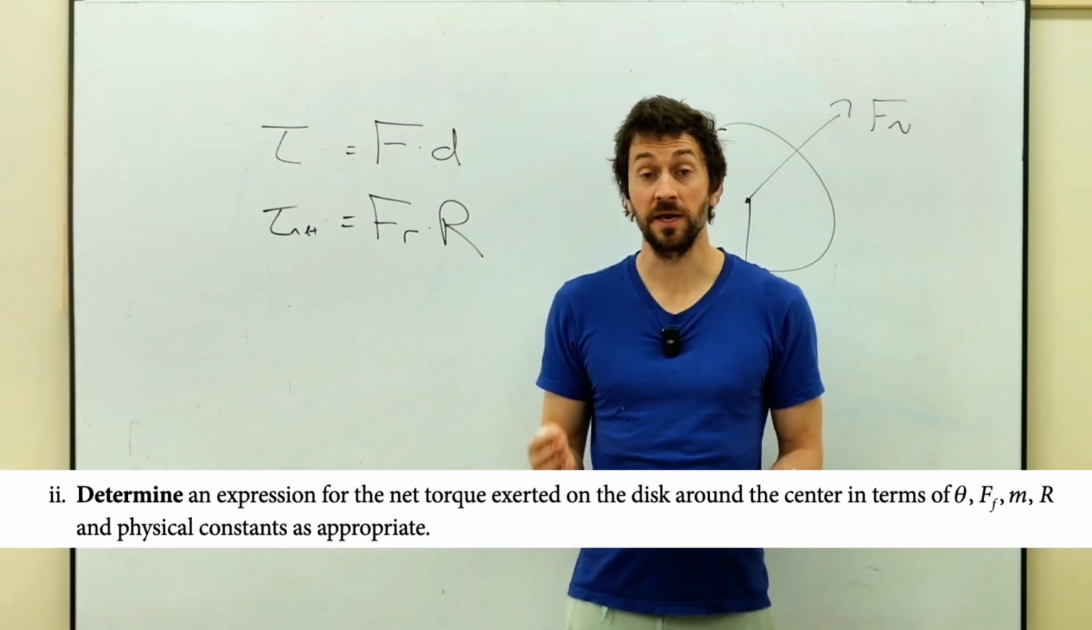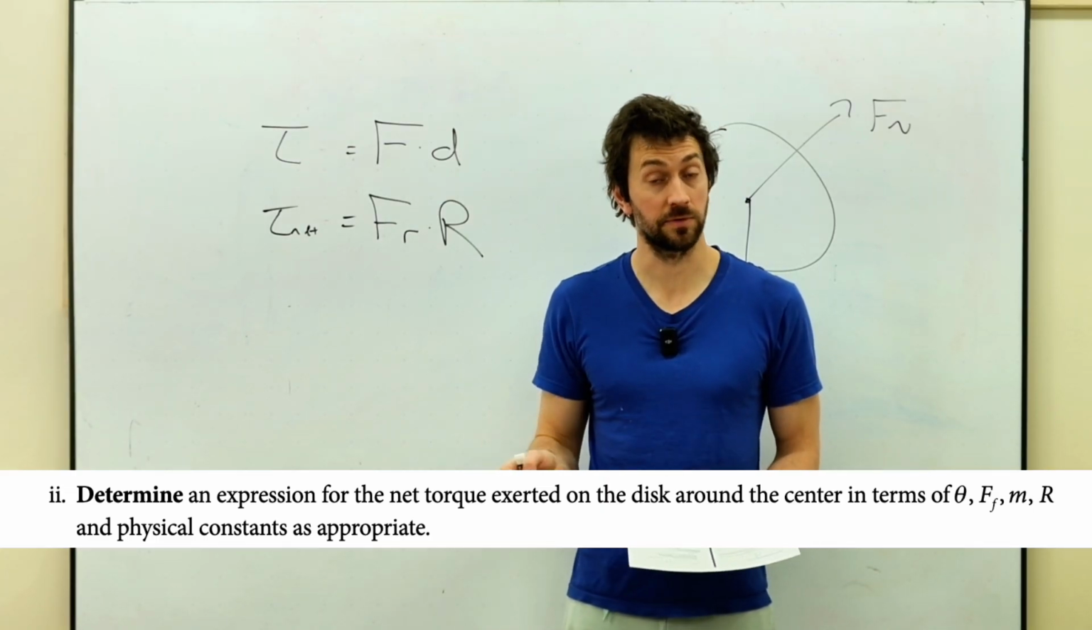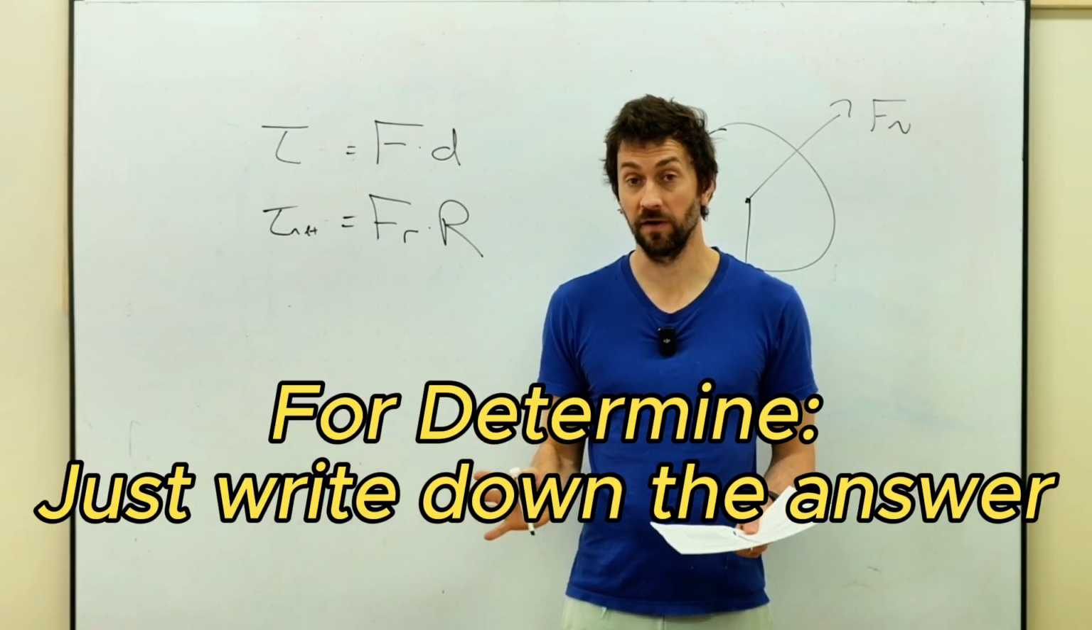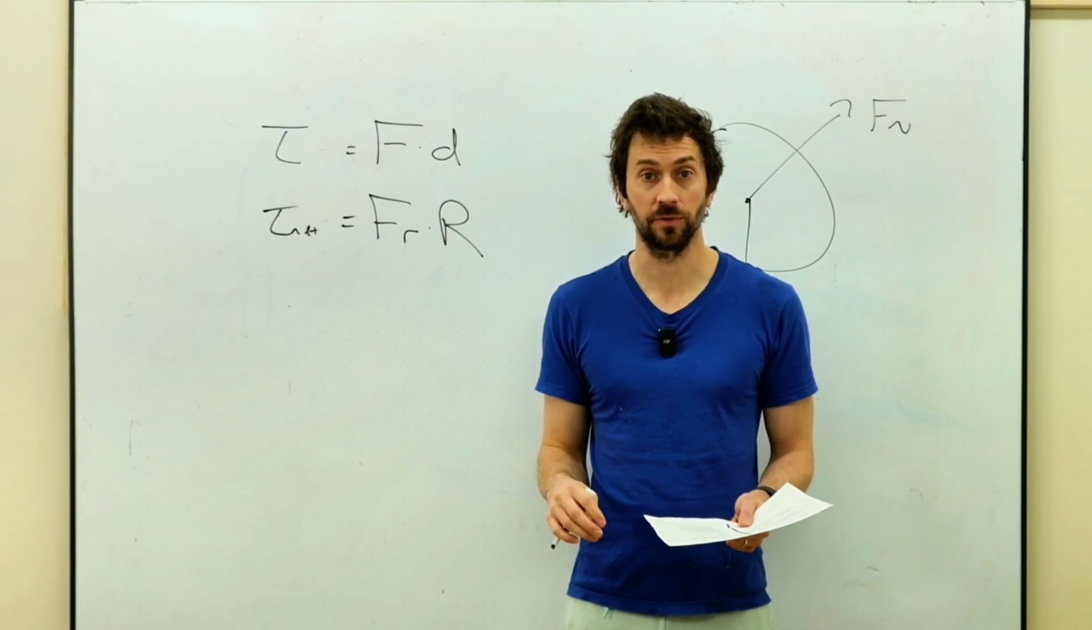So here's a mathematical expression. The net torque is going to be F r times the radius. That's the distance. And that's it. So I just have some expression with variables. That's going to be for the torque.